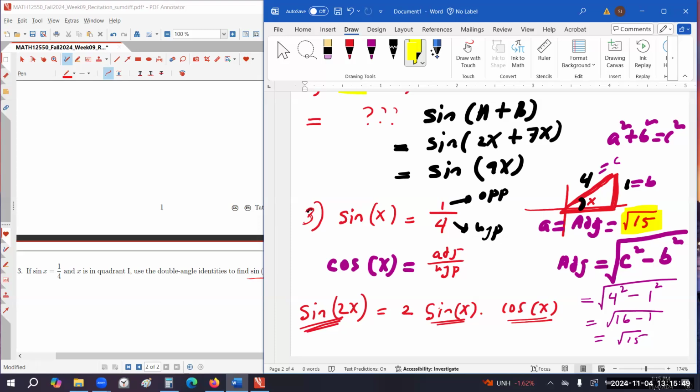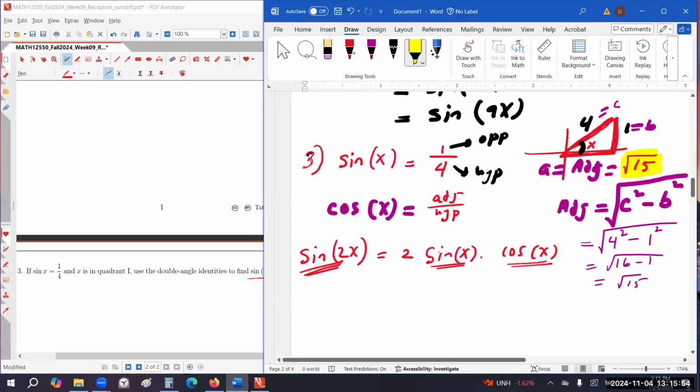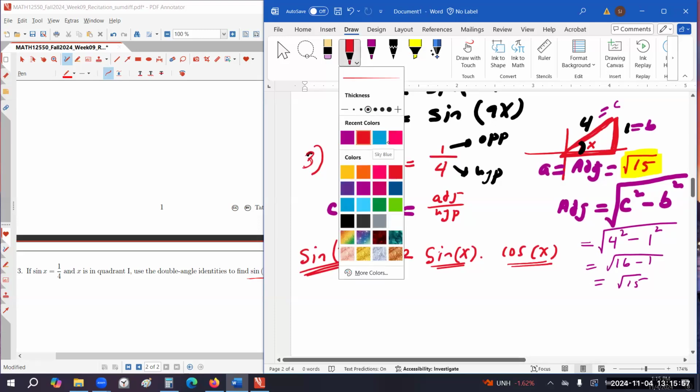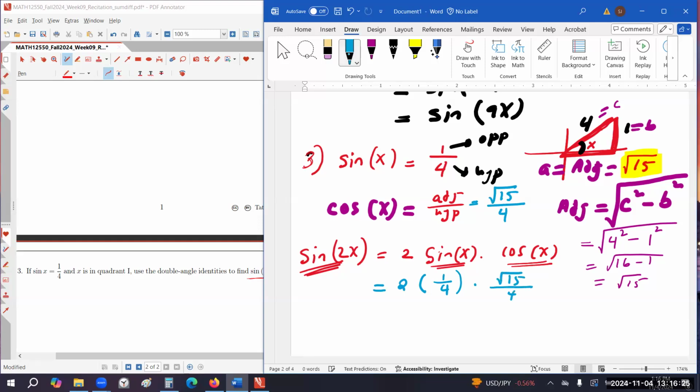Good job, Judy. You're doing the math correctly. Now, all you have to do for the double angle is write them down in the equation. Sine double angle is 2 times sine single angle and cosine single angle. So it's 2 times sine x, which is 1/4 because they already told us that. And cosine x, now we know cosine is adjacent over hypotenuse, and our adjacent is square root of 15, our hypotenuse is 4. So this is square root of 15 over 4.